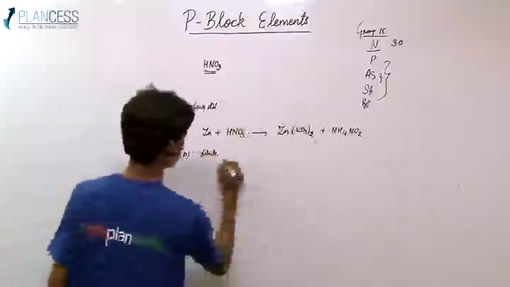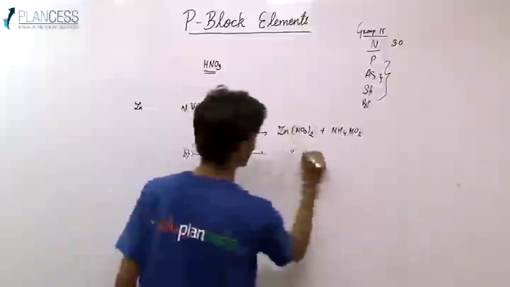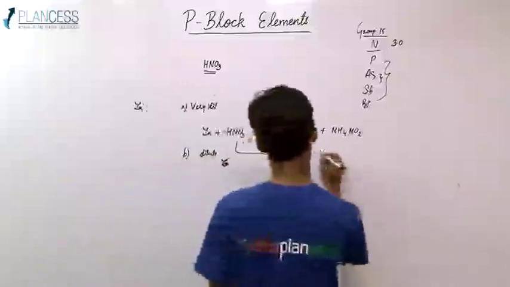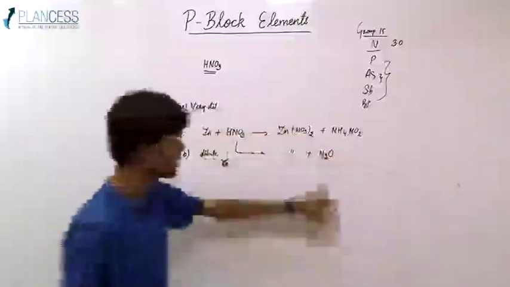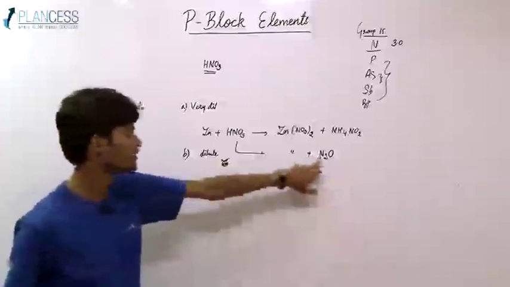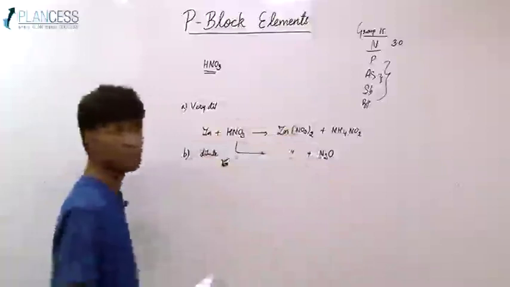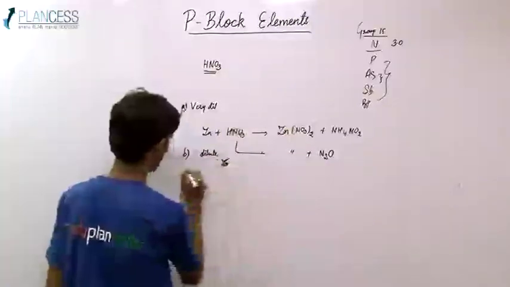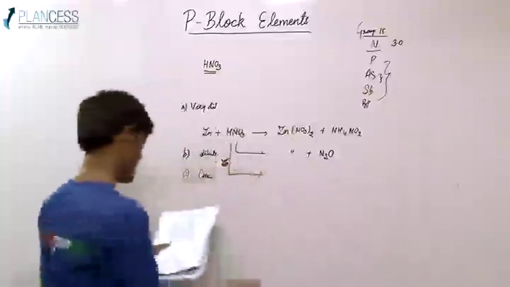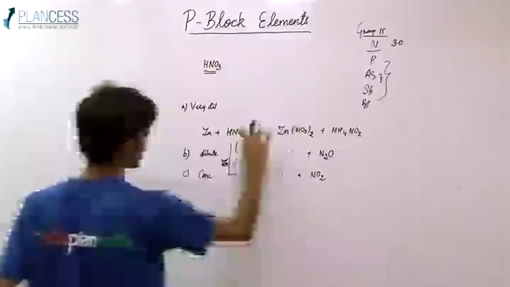When dilute HNO3 is used and zinc is reacted with it, Zn(NO3)2 is formed, and along with it N2O is formed. In N2O, N has an average oxidation state of +1. So it reduces from +5 to +1 if you are using dilute nitric acid. And if we are using concentrated nitric acid, then the product would be NO2. So this is the difference in the compounds.